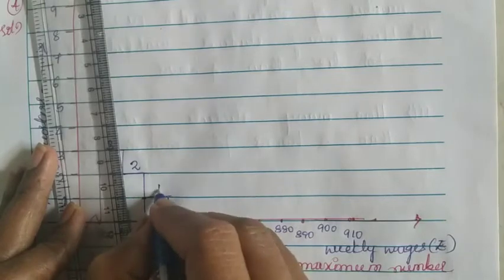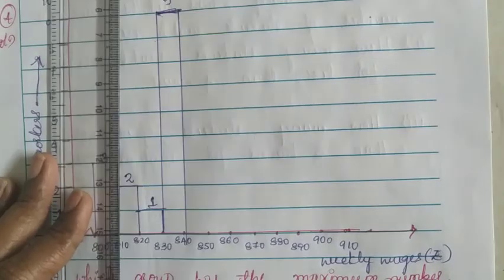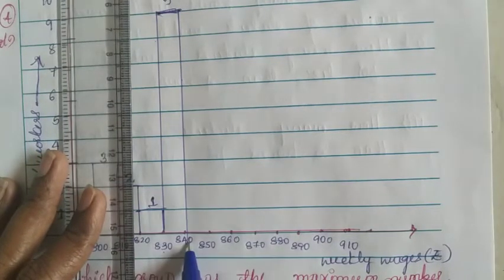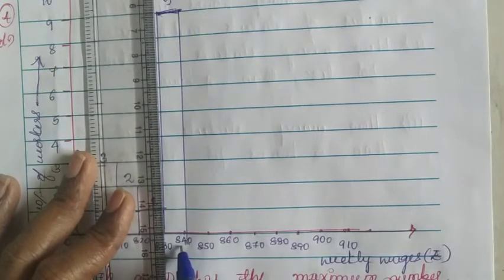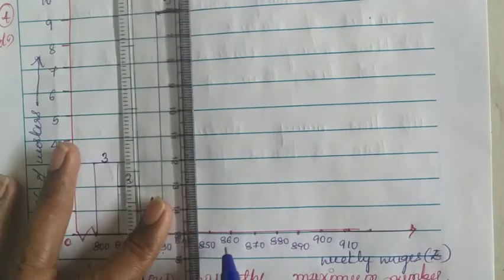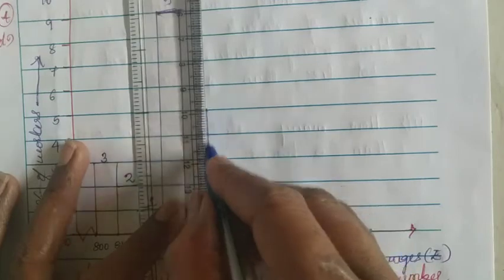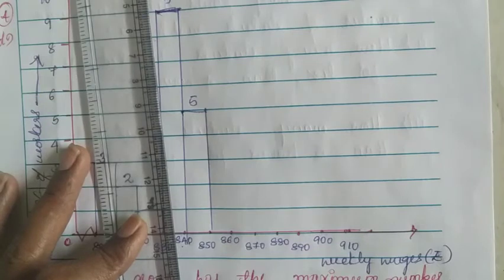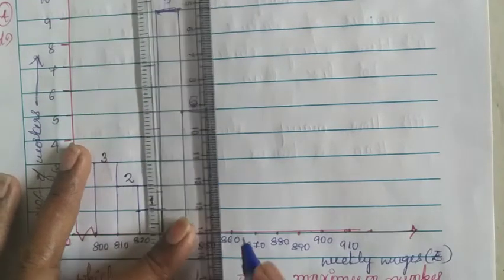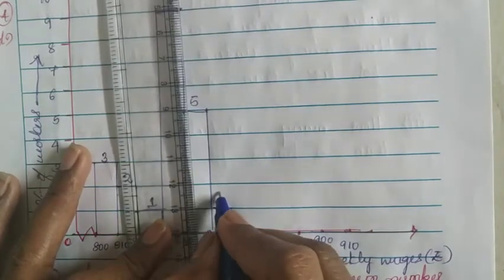Yes, like this. Next is the group 830 to 840. The frequency is 9, so draw the bar up to the height 9. Next group is 840 to 850. The frequency is 5, so let us draw the bar up to the height 5 like this. Write 5 here. Next group is 850 to 860. The height of that bar is only 1 because the frequency is only 1.